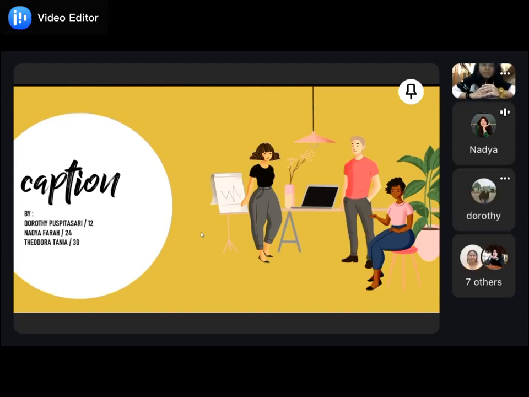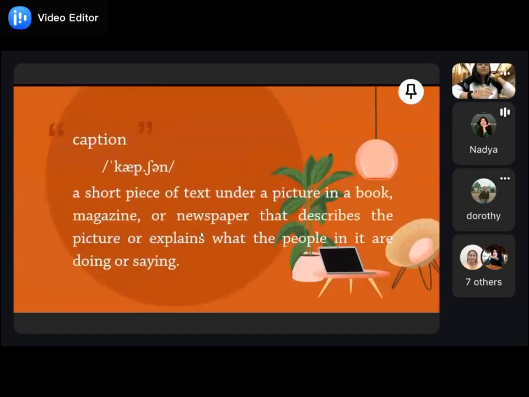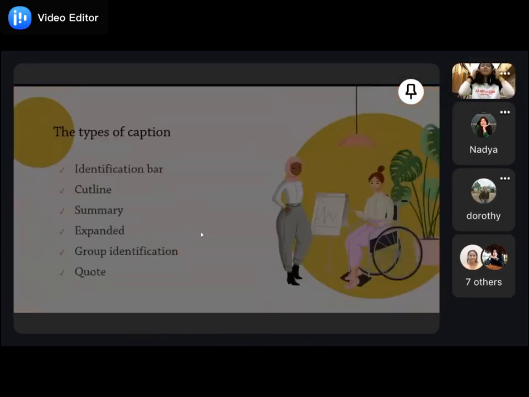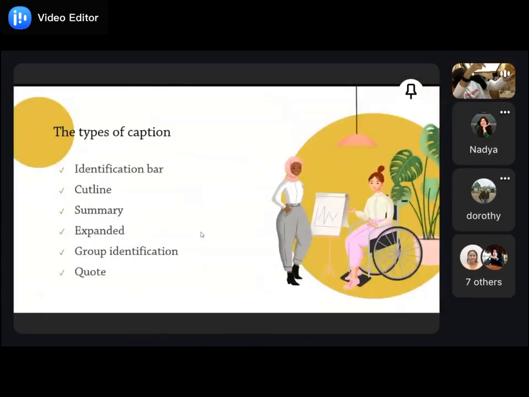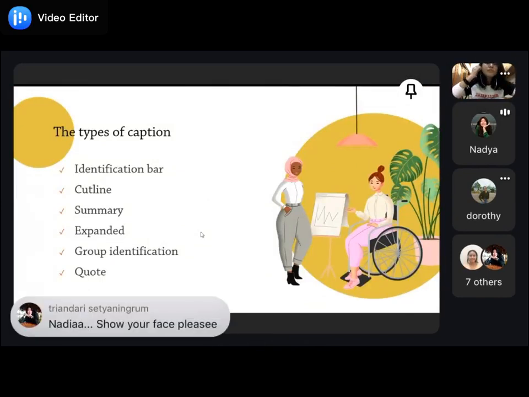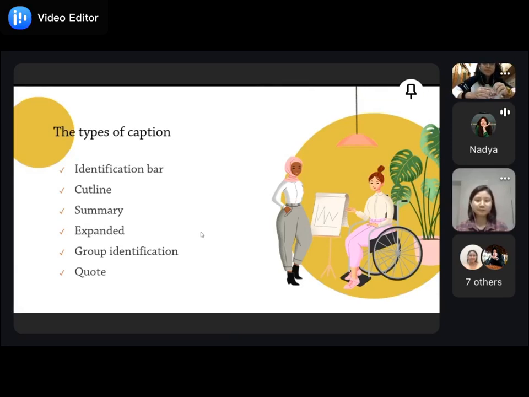Yes, so before we start, have you ever heard about caption? Well, caption is a short piece of text under a picture in a book, magazine, or newspaper that describes the picture or explains what the people in it are doing or saying. And so, caption is divided into 6 types, and those are cutline, identification bar, summary, expanded, quote, and group identification. And now, my friend Tania will be taking over this presentation.